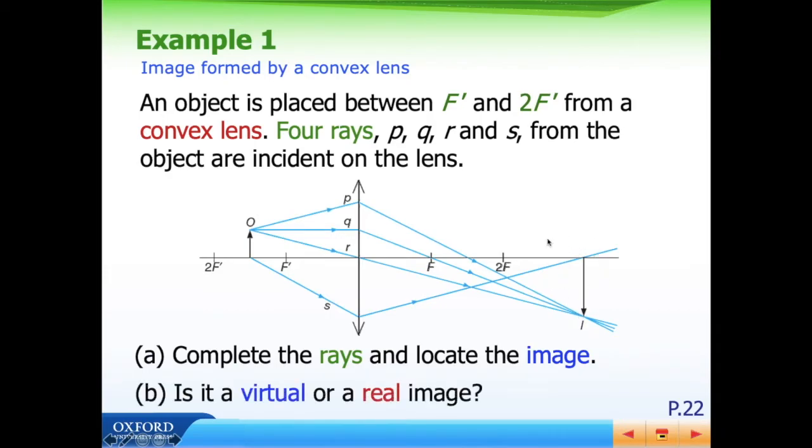The question, letter B: is it a virtual or a real image? The answer should be a real one. It's a real image because it is located here on the opposite side of our object. Now, virtual is if it is located on this side.